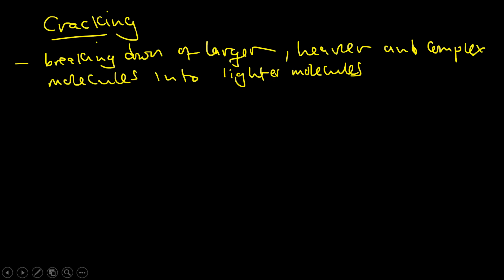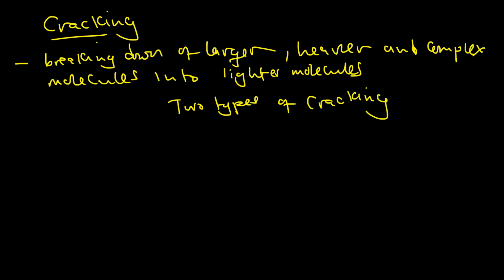Now, the cracking is done in 2 ways. So we can look at 2 types of cracking. A lot of exam questions come from just here. We are saying cracking is just a breaking down of larger, heavier, and complex molecules into lighter molecules. But how is it done? So there are 2 types of cracking. The first one is thermal cracking.